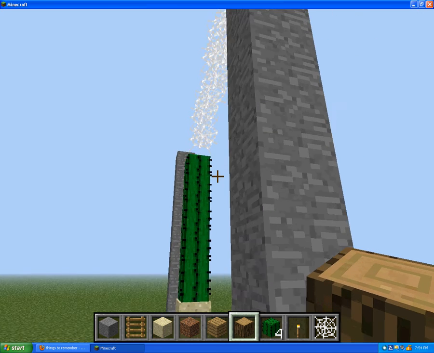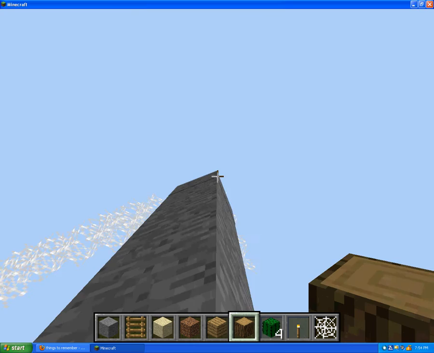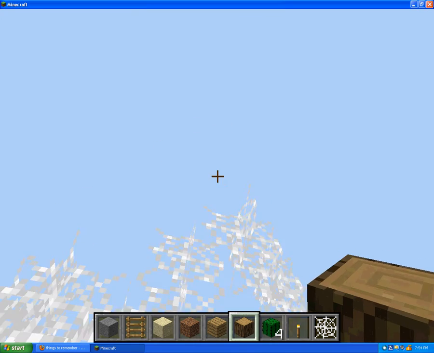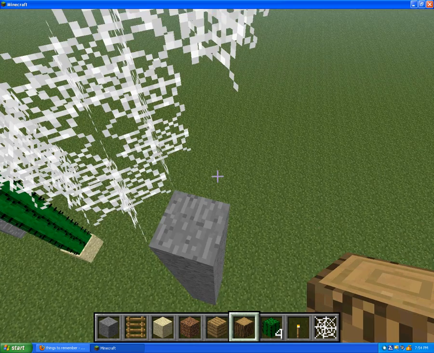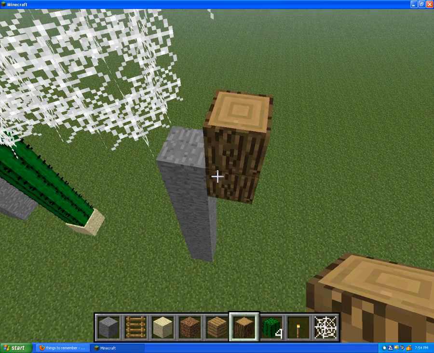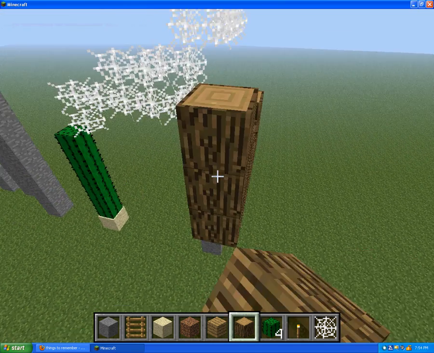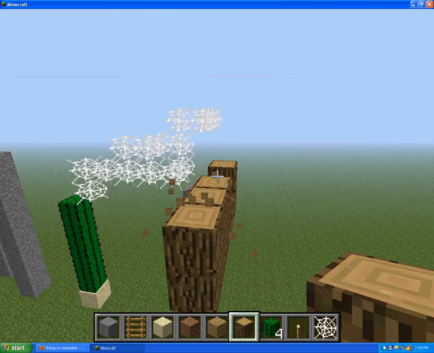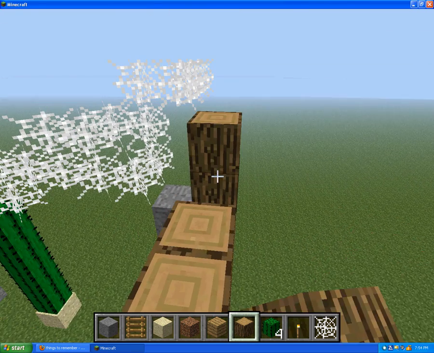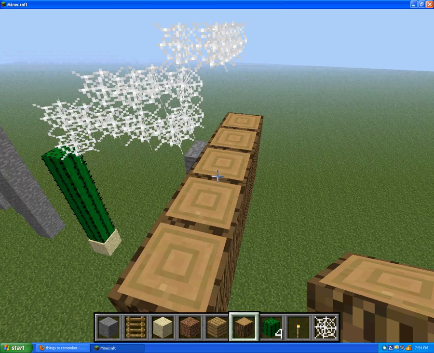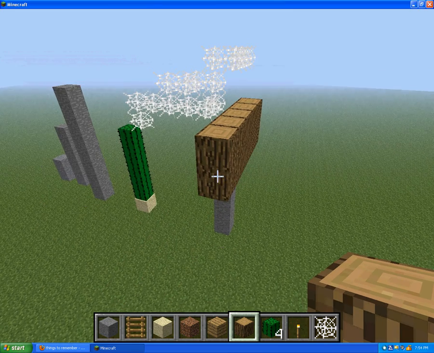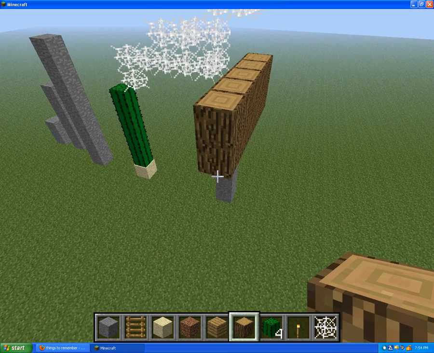Something's wrong with my, yeah, something's totally wrong with one of the things I'm using. My keys. Yeah, it's something wrong with my space bar.